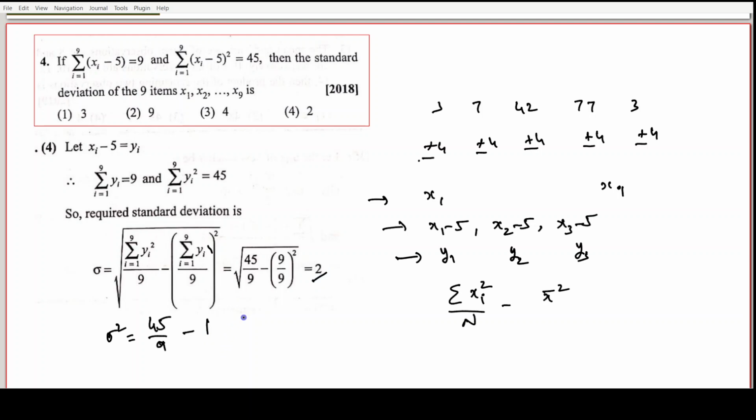The essential point is that adding a constant to or subtracting a constant from a given set of data doesn't change the variance. Adding a constant will increase the mean by that constant. If you add plus 4 to the entire data, the mean will increase by 4.